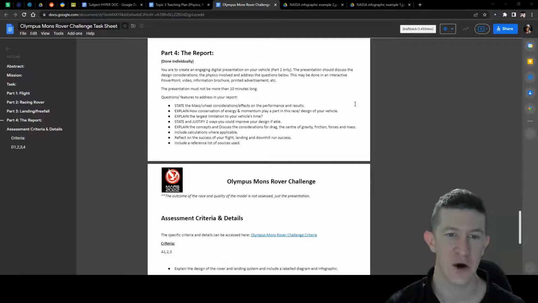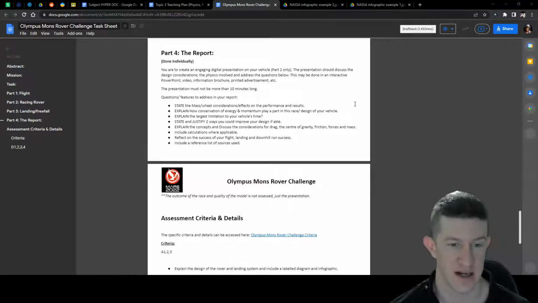And explain the concepts and discuss the considerations for drag, the center of gravity, the friction, the forces, and the mass. Include all of your calculations where possible, and reflect on the success of your flight, your landing, and your downhill run successes at this point. Include a reference system of everything that you've used within this.